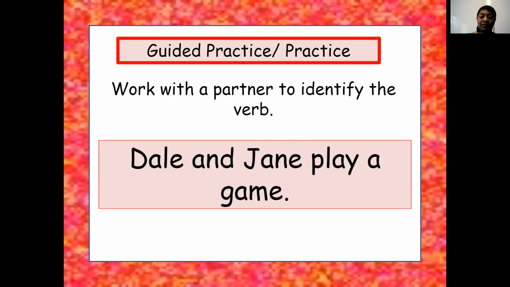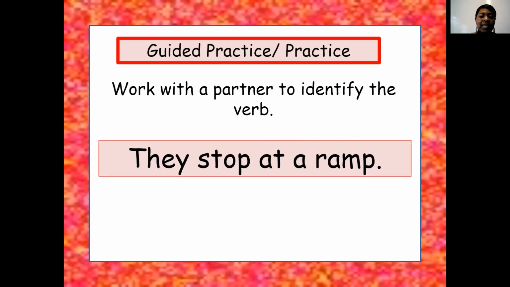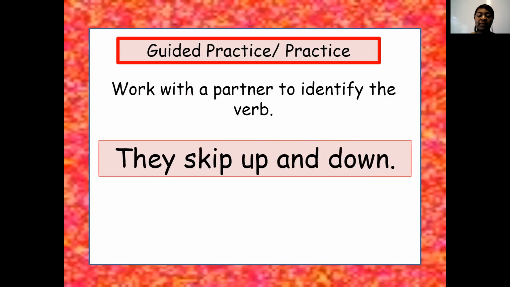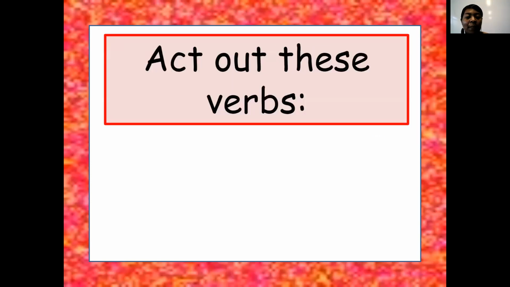He hangs. Dale and Jane play a game. What do they do? They play. Blake and Ann walk to school. What do they do? They walk. They stop at a ramp. What do they do? Stop. They skip up and down. What do they do? Skip. Now Blake and Ann run to school. What do they do? They run.